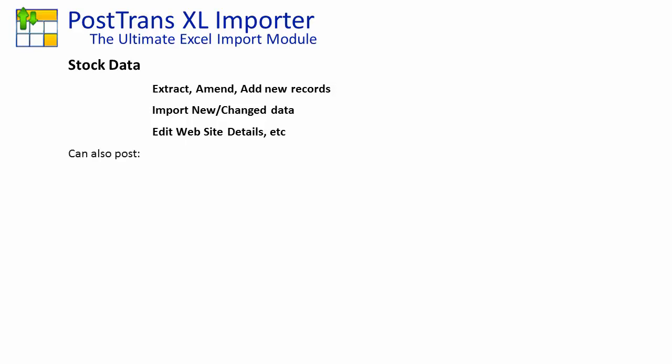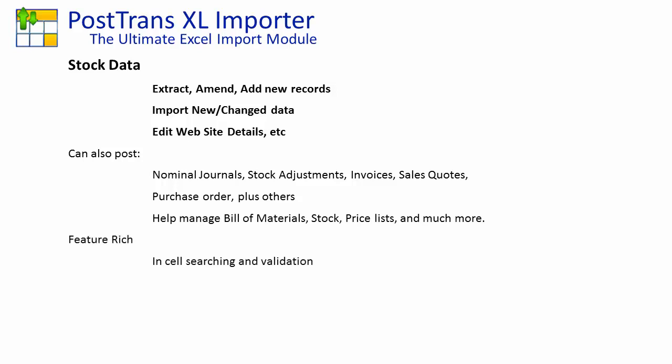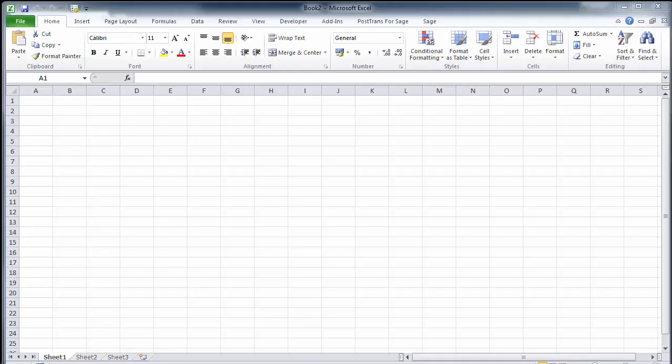Of course, it's worth pointing out that PostTrans can also do a lot more, such as posting nominal journals, stock adjustments, purchase orders and other transactions, and also help maintain bill of materials, price lists, stock lists, etc. It's also quite feature rich in that all the codes are validated and in-cell searching is provided to look up related coding. Today I'm demonstrating with SageLine 50, but the same functionality is available for SageLine 200 also. Okay, so let's get on with the demonstration.